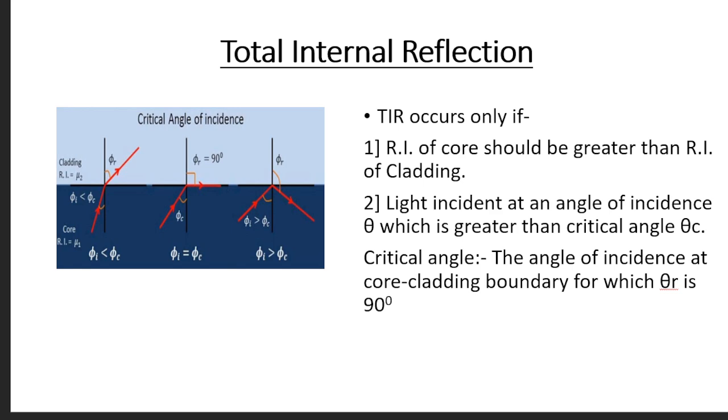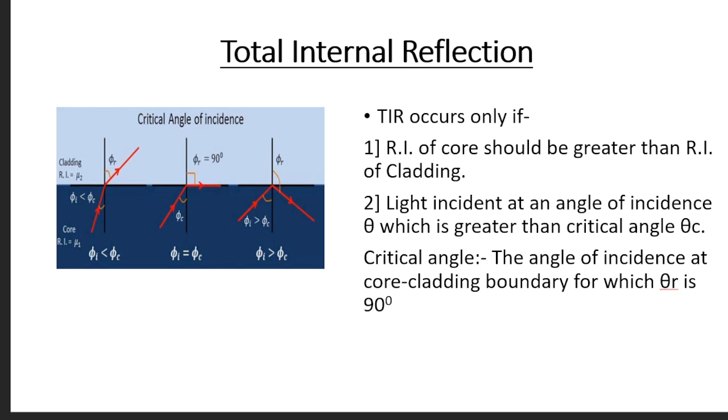Furthermore, if we increase the angle of incidence, the angle of refraction will also increase. In the second diagram, if we increase the angle of incidence, the angle of refraction increases until it equals 90 degrees. This angle of incidence is nothing but the critical angle. So, the angle of incidence at a core-cladding boundary for which theta r equals 90 degrees is nothing but the critical angle.